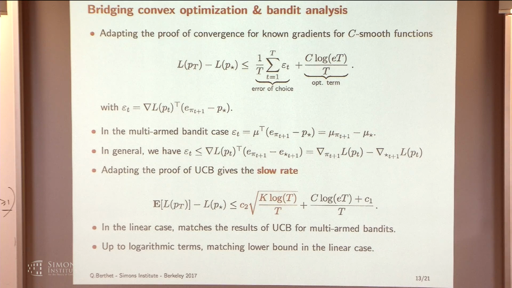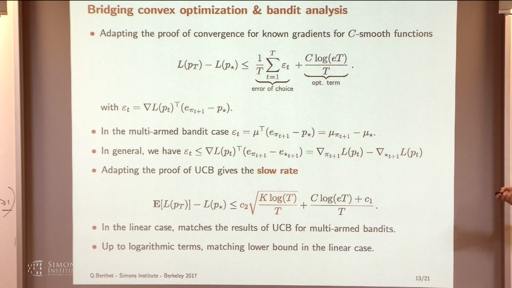The idea is that if we just take the proof of the Frank-Wolfe algorithm with known gradients and a C-smooth function and we adapt it, we are going to obtain an error which has the optimization term and also a term of errors, right? So this is just the error of choice, the fact that you haven't actually chosen the action that the Frank-Wolfe algorithm would tell you to do. Right, so in the multi-arm bandit case, this is just the difference between the two means, the one that you've selected and the best one.